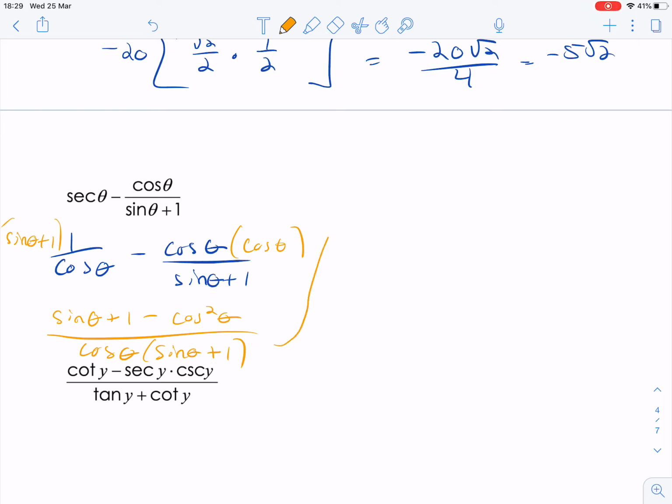There we go. We can maneuver this a little bit, and we get sine of theta plus, and we know 1 minus cosine squared of theta is sine squared of theta. All right, now I see it. So we factor it out on top. We get 1 plus sine of theta.